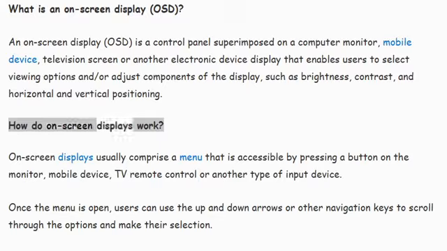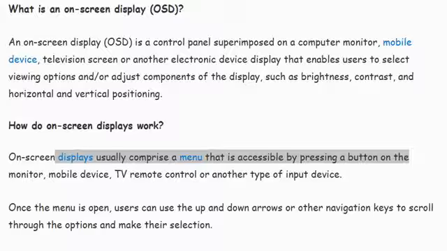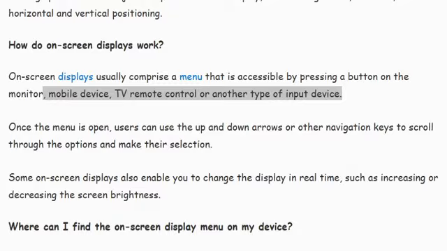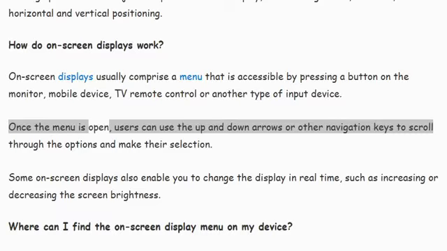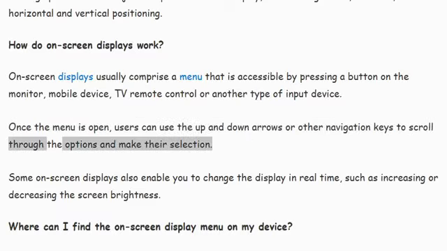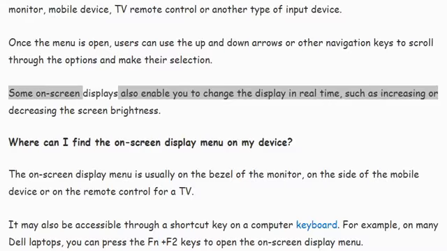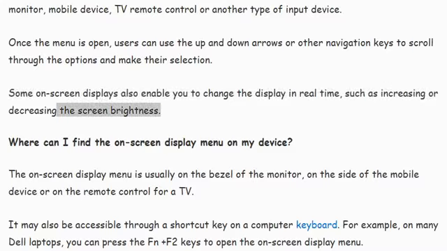How do on-screen displays work? On-screen displays usually comprise a menu that is accessible by pressing a button on the monitor, mobile device, TV remote control or another type of input device. Once the menu is open, users can use the up and down arrows or other navigation keys to scroll through the options and make their selection. Some on-screen displays also enable you to change the display in real time, such as increasing or decreasing the screen brightness.